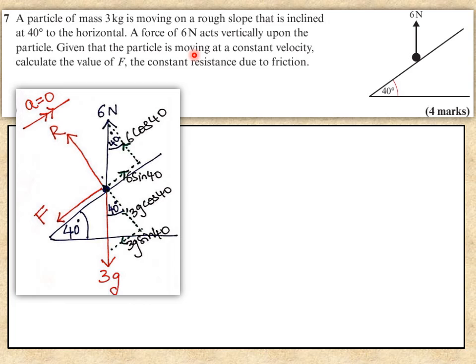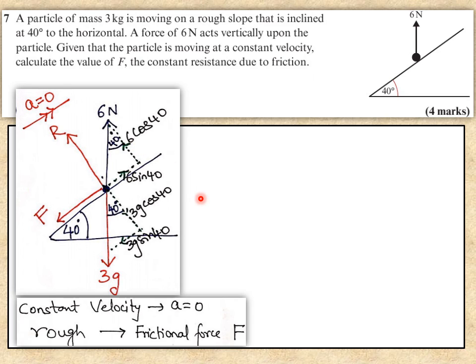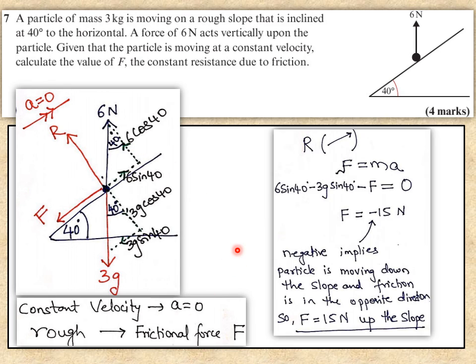And secondly, the question says, given that the particle is moving with constant velocity. See, this is a very important point. Don't miss this. Constant velocity means acceleration is 0. So in other words, the object is in equilibrium. I made a note here. Constant velocity, acceleration is 0. So the same F equals ma, the resultant force equals mass into 0, which is 0.